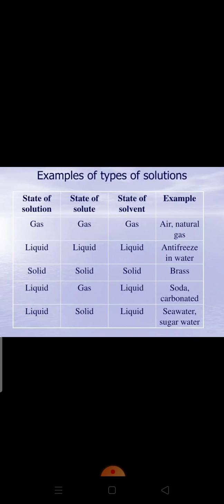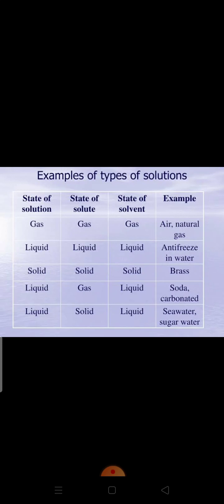Next is liquid solution. If the solvent is liquid, then almost all gases, liquids and solids can be dissolved. Like I can give you the example of gas in liquid, oxygen in water. Liquid in liquid, you can say ethanol or alcohol in water. Solid in liquid, sugar and water. Very simple example is there.